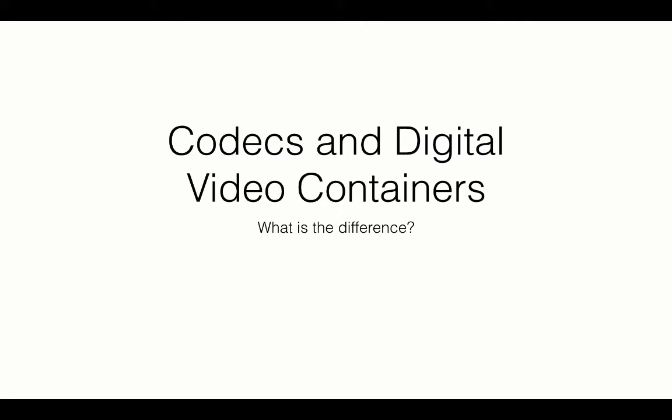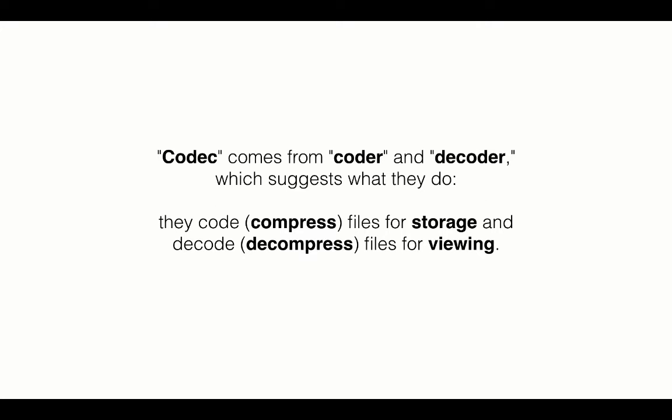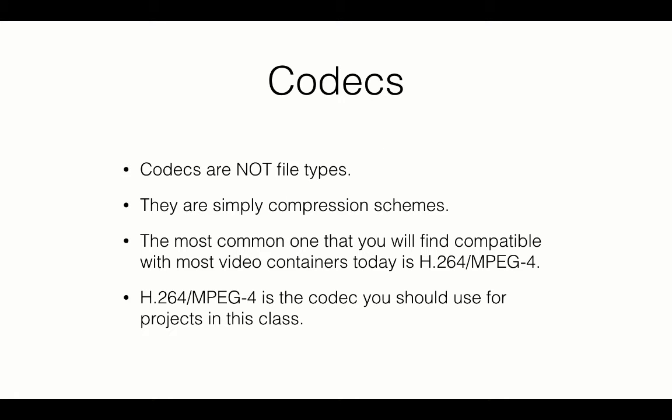So codecs and digital video containers, this is going to be sort of wrapping it up, but what are the differences between these? Well, codec comes from coder and decoder, and that suggests what they do. They code or compress files for storage, and then they decode or decompress files for viewing, sort of like an accordion in a way. So that's a codec. Codecs are not file types. They are simply compression schemes, okay? The most common one that you'll find compatible with most video containers today is H.264 MPEG 4. This is the codec that you should use for projects in this class.